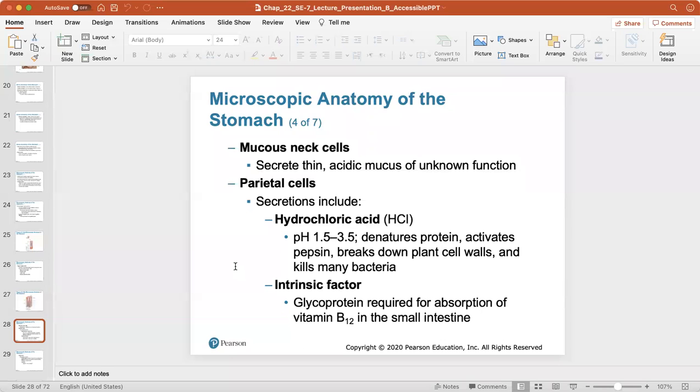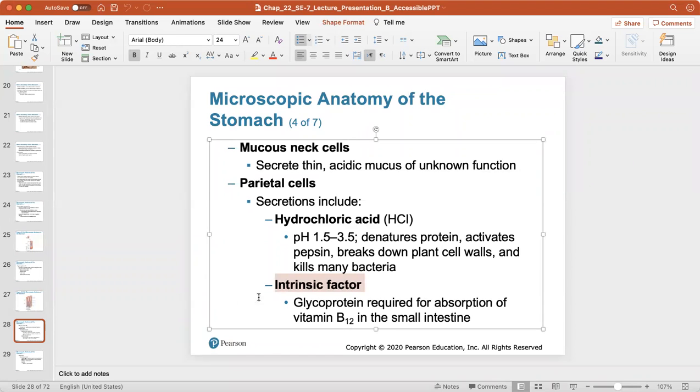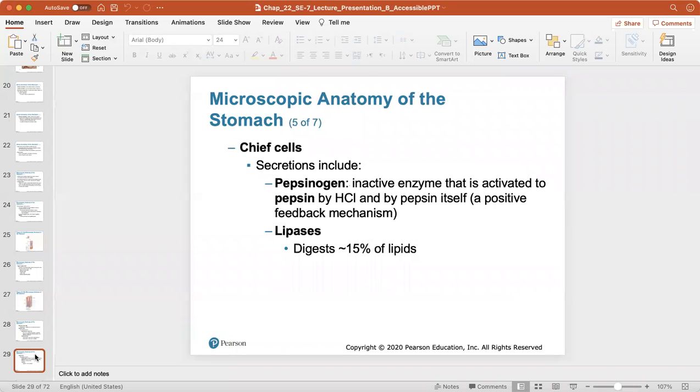Hydrochloric acid is important because it denatures or breaks down protein. It also activates pepsin, which we'll talk about. It breaks down plant cell walls. So any sort of vegetable or plants or lettuce that you eat, the hydrochloric acid will help break that down. HCl also kills many bacteria, which is a body defense mechanism. Intrinsic factor is also released by your parietal cells, a glycoprotein required for the absorption of vitamin B12 in the small intestine. So intrinsic factor is just a glycoprotein that helps to absorb vitamin B12 in the small intestine.